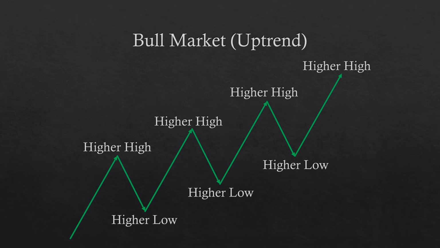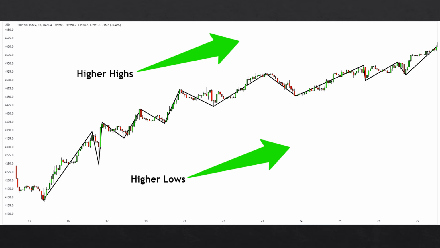Higher highs mean that buyers are strong enough to create progressively higher levels in the price chart. Higher lows mean that buyers are progressively starting the new upward price movement at a higher price. In this chart, you can see a real example of a clear uptrend or bull market. Notice how there are higher highs and higher lows throughout the entire trend.